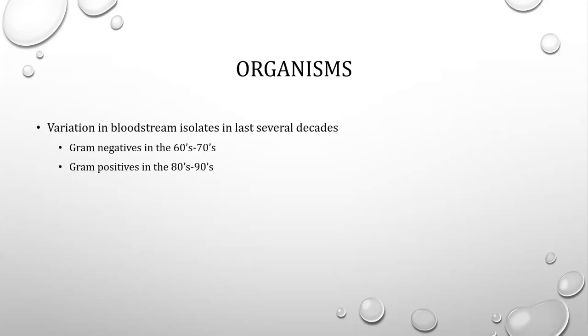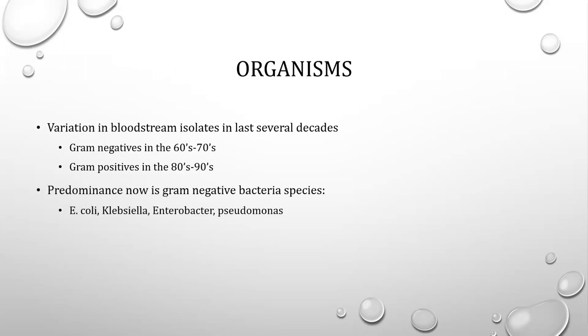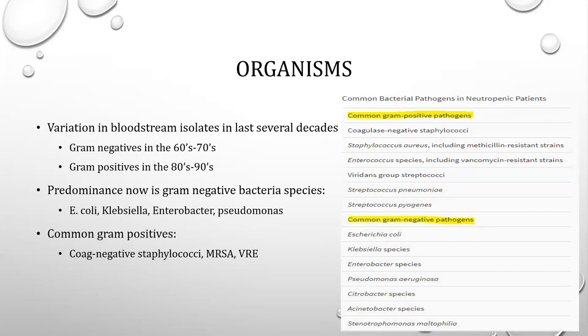So we'll talk a little bit about the organisms. It's very interesting. When we first started giving cytotoxic chemotherapy back in the 60s and 70s, we were noticing some gram negatives in the blood primarily. And then as we got a little bit better with indwelling catheters, Hickmans, things of that nature, we found that gram positives actually predominated in the 80s to 90s. Predominance now is largely gram negative species, E. coli, Klebsiella, Enterobacter, Pseudomonas being your most common ones. Of the gram positive bugs that we do actually see, coag-negative staph, MRSA, VRE, some more resistant organisms are actually coming out as well.